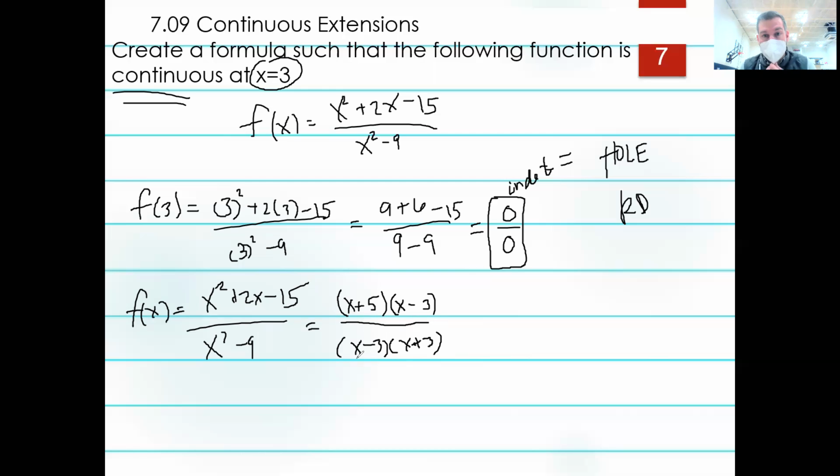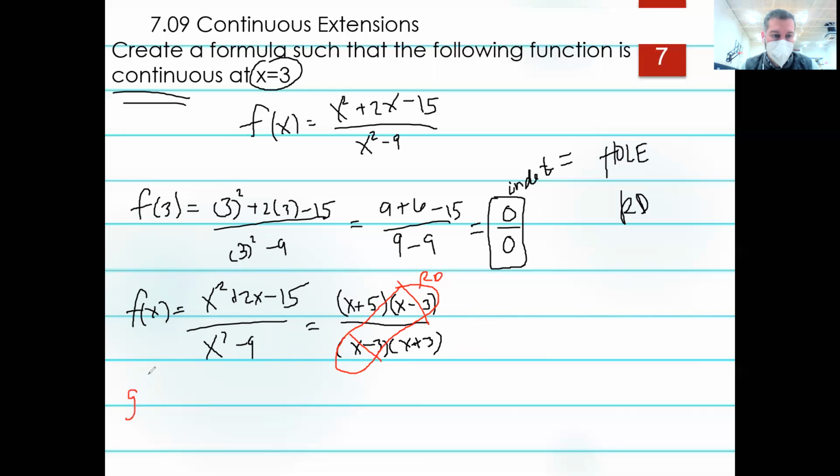Okay, and now here's what actually happens, and I'm going to annotate this. This is our removable discontinuity right here. Notice that if we were to plug in 3 here, for each one of those, that's where that 0 over 0 comes from. So we're actually going to factor that out. We're going to remove the removable discontinuity. And what we're left with is a very similar function.